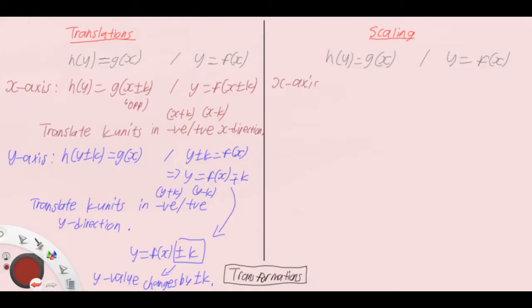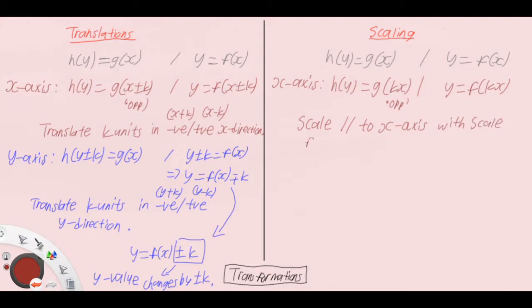Moving on to scaling, we basically multiply a variable by a constant. h(y) = g(kx) or y = f(kx) for the x-axis. And the idea of opposite still stands, where we will now scale parallel to the same axis, but the scale factor is the opposite, 1 over k. Alright, so take note of that.